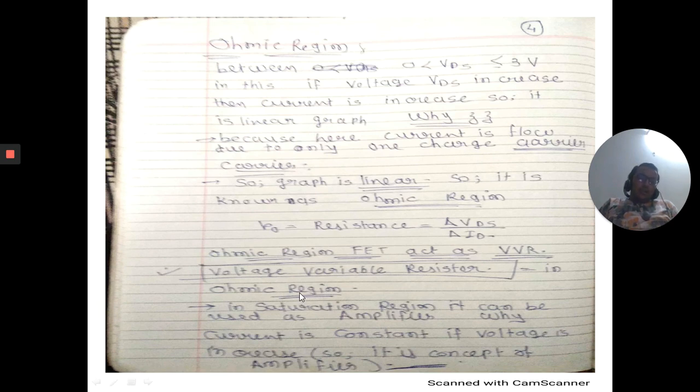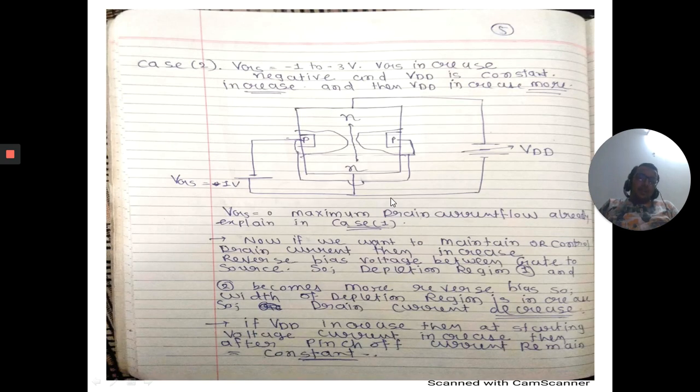In the ohmic region it can act as an on switch, and in the saturation region it can act as an amplifier. Now, what is the meaning of characteristics? The meaning of characteristics is that we would like to obtain or control the value of the drain current.